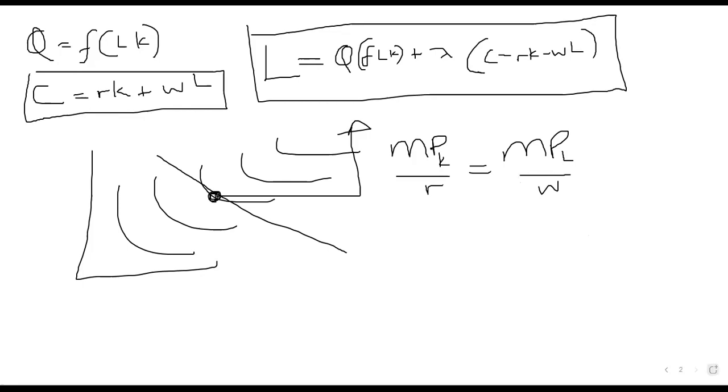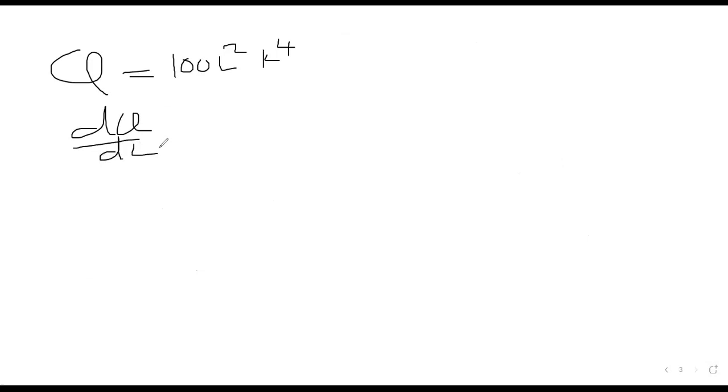So a quick recap on our calculus. If you have output as Q = 100 L^2 K^4, we're going to differentiate Q over L. This is called the marginal product of what? Labor. Our dummy is K^4. We're going to differentiate 100 L^2. What do we get? 200 L.